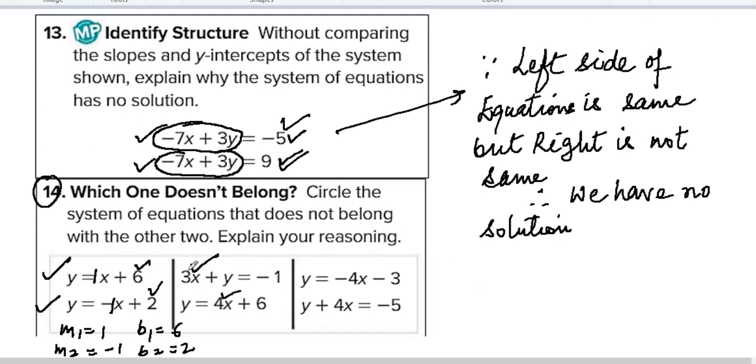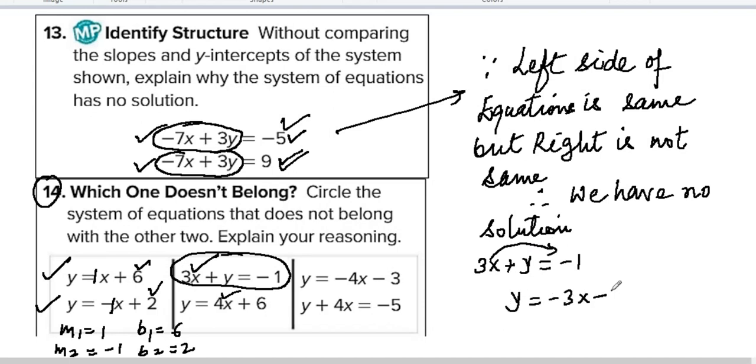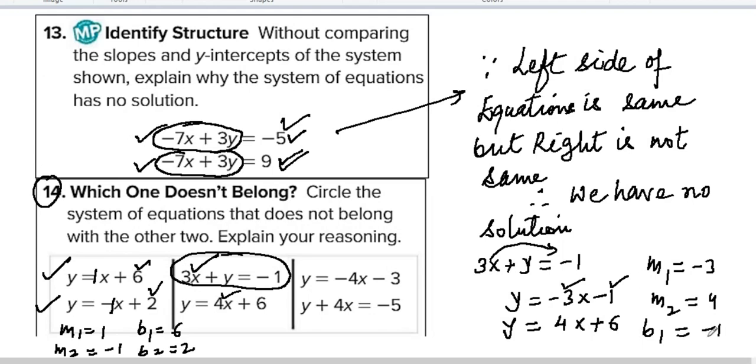Now the second one. This is not given in slope intercept form, so firstly we have to change it into slope intercept form. You know how to change. Take the 3x to the other side, so the sign changes: minus 3x minus 1. And the second equation is already in slope intercept form: y is equal to 4x plus 6. So m1 is minus 3 and the second slope m2 is 4. Its y-intercept is minus 1 and the other y-intercept is 6.